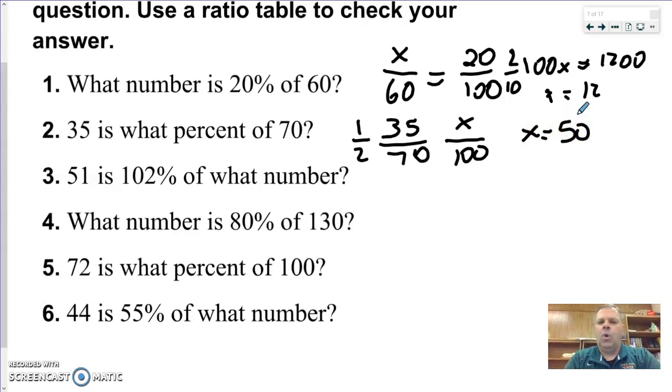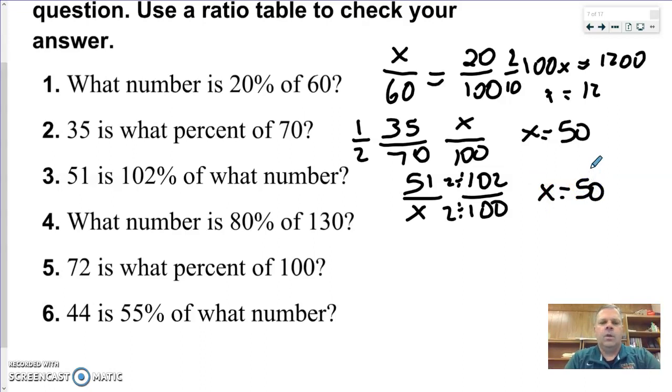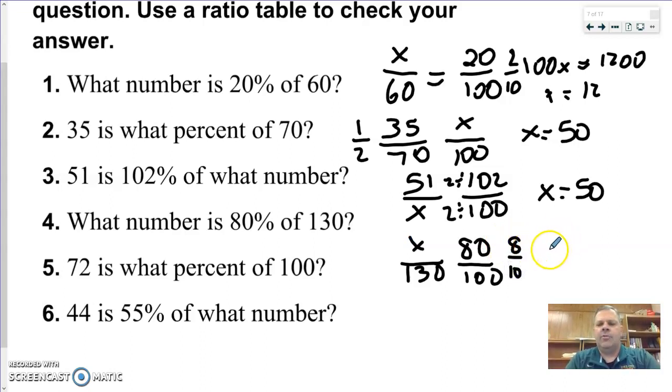In the third one, 51 is, that's going to go on top. 102%, 102 over 100, of what number? I don't know that. I've got this. This one I would have divided by 2 to get my answer, so x would equal 50 in this case. Question number 4, what number is 80%? So I see 80 over 100, of 130, "of" goes on the bottom, so I've got x, and then I can solve my answer. Again, I could cross multiply. I would simplify this to 8/10, times that by 13, so I would get x equals 104.